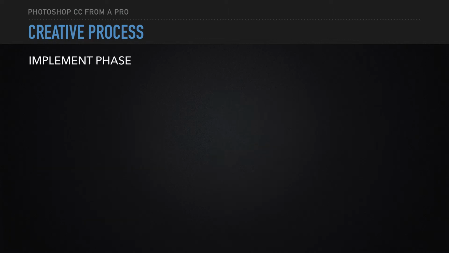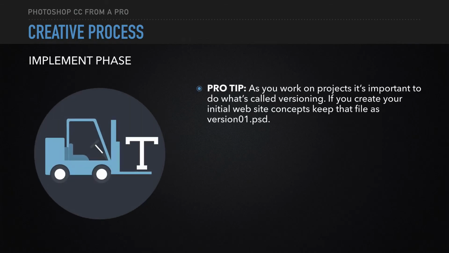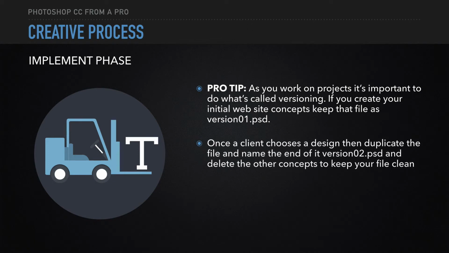A few more things about the implementation phase. Pro tip: as you work on projects, it's important to do what's called versioning. If you create your initial website concepts, keep that file as version 1.psd, however you want to name it, but it's important to put a number after it so you know that was the first design you worked on. Once a client chooses a design, then duplicate the file and name the end of it version 2.psd and delete the other concepts to keep your file clean, light, and organized. But keep that first version because the client might go back to it.